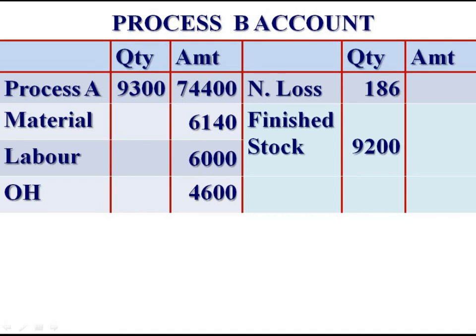Here the credit side is heavier than debit side. In debit side total 9,300. In credit side total 9,386. The excess of credit side, 86 units, being abnormal gain, is to be debited.